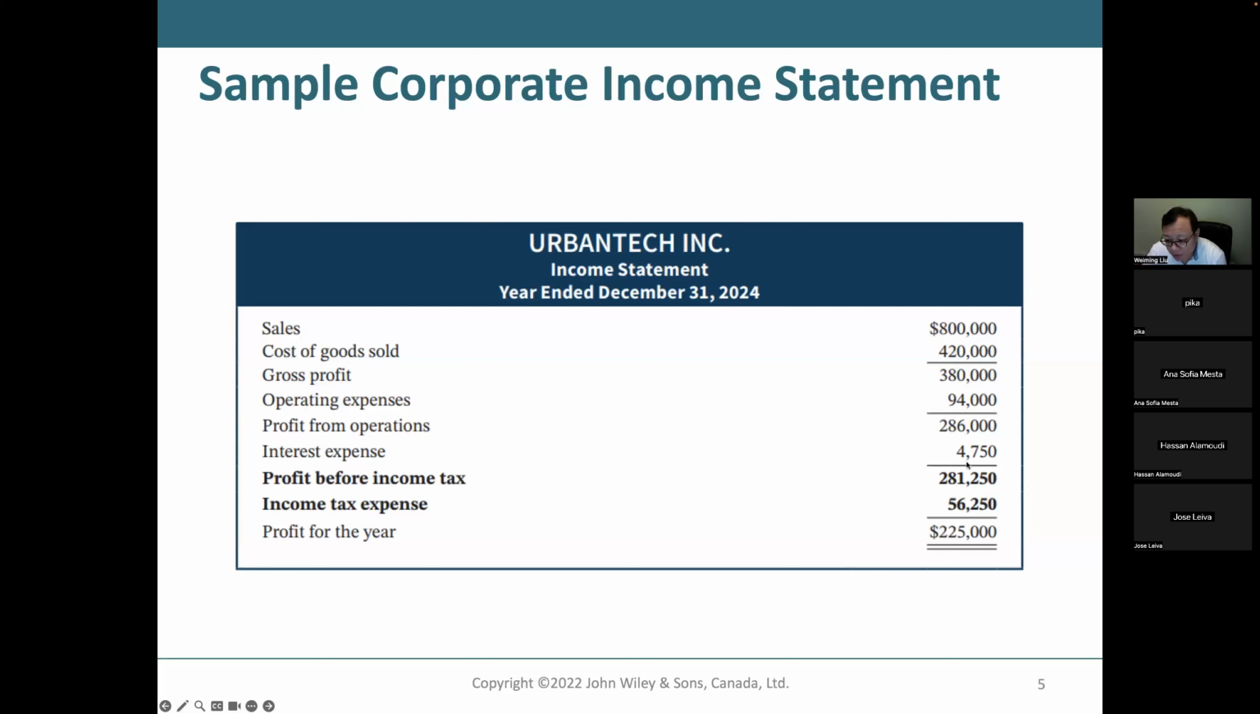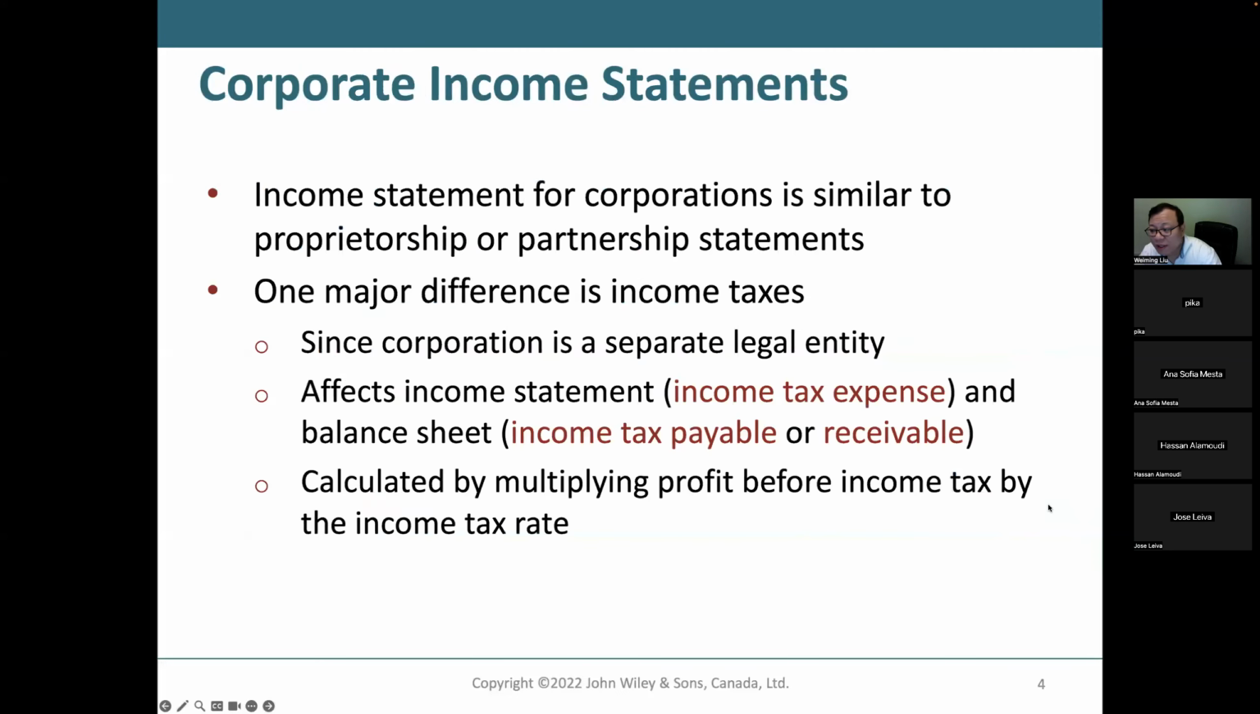You pay interest of 4,750. The profit before income tax is 281,250. Then the income tax expense is 56,250. So the net profit is 225,000. So this would be a sample of a corporate income statement. Okay, do we have any questions?